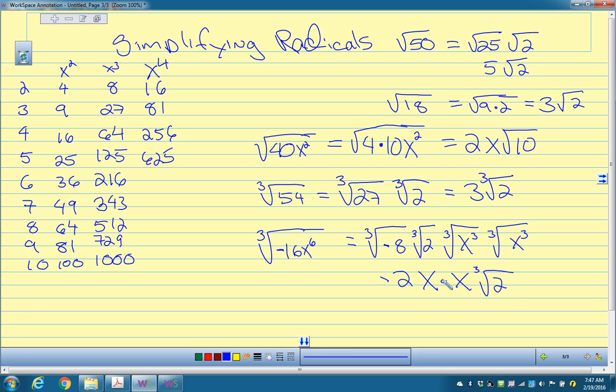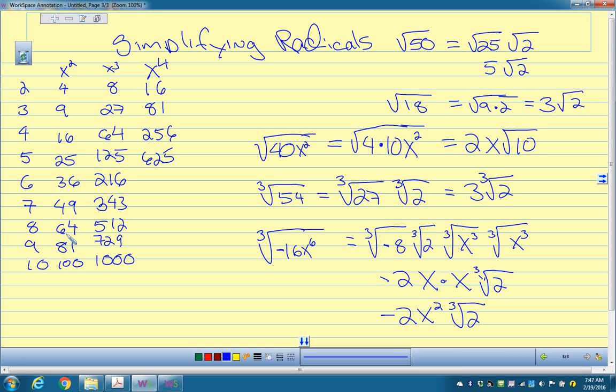And then you could simplify this a little bit more. This cube root is right there, right? So this becomes negative 2x squared times the cube root of 2. That's how it works. It's a little tricky. But basically you want to try to pull as much as you can outside of the box.